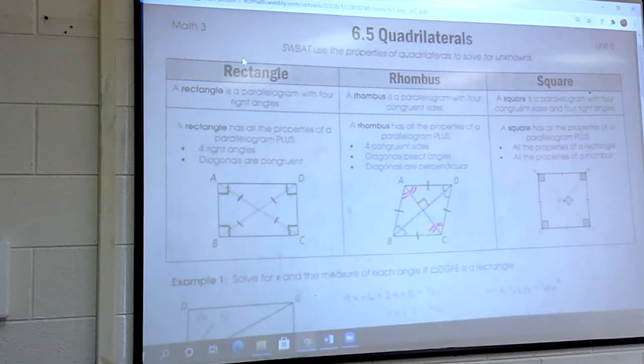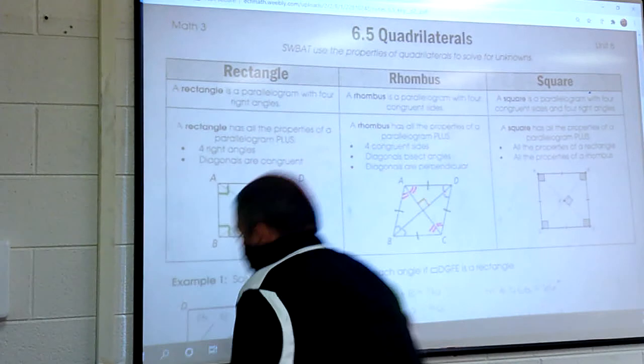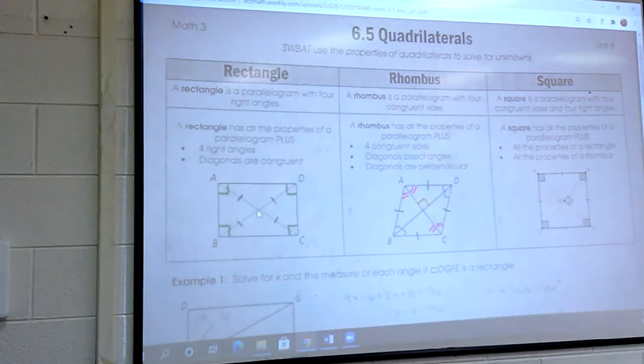So the first one is a rectangle. If we're looking at a rectangle, it is a parallelogram with 4 right angles. So that's what they talk about with the rectangle. Notice where I've marked on this, so you can make the marks. A rectangle has all the properties of a parallelogram, plus a couple additional properties. One big key is that a rectangle has 4 right angles.